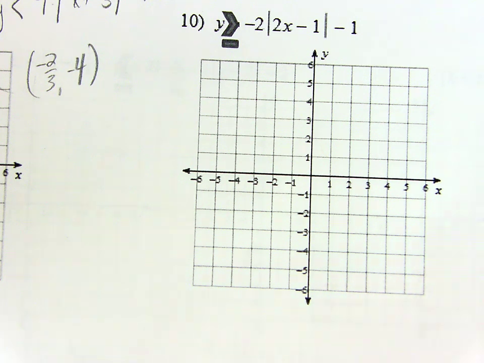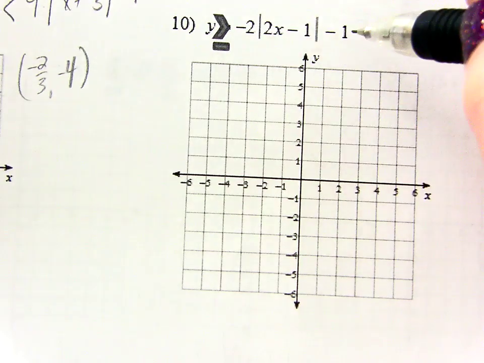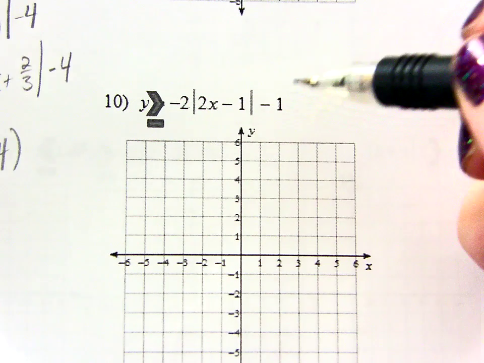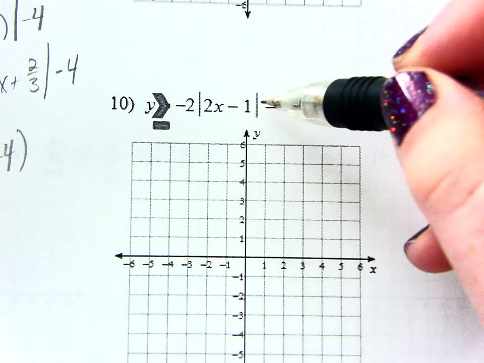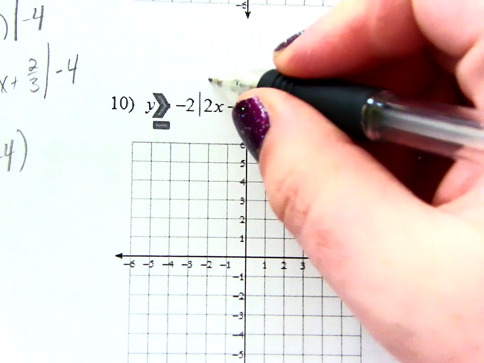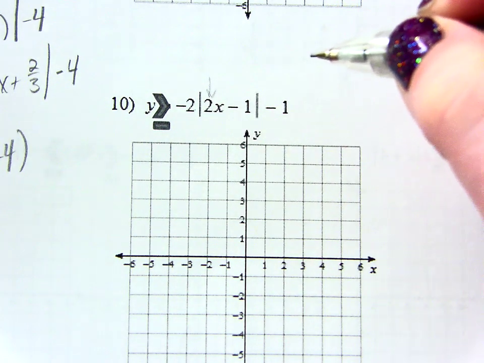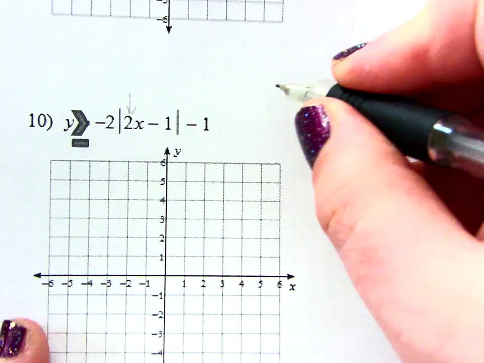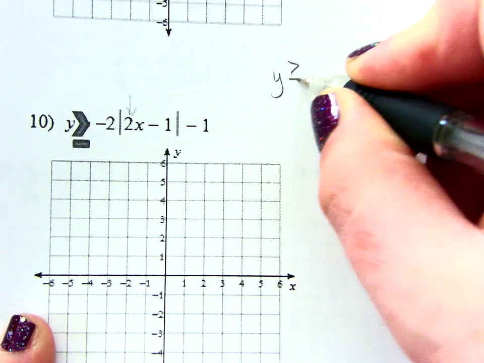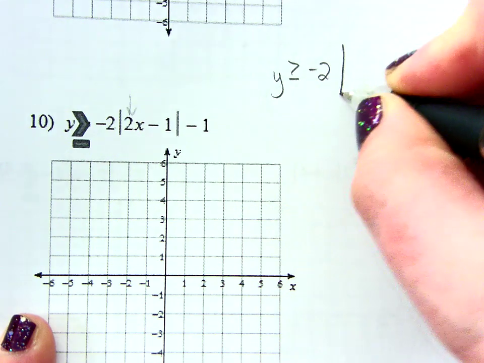Okay, we're going to try and graph this one here. Before I can graph this inequality, I want it to be in the form that I'm used to, so I have to factor out that 2. Okay, so when I do that, remember what it's going to look like. Y is greater than or equal to -2, absolute value.